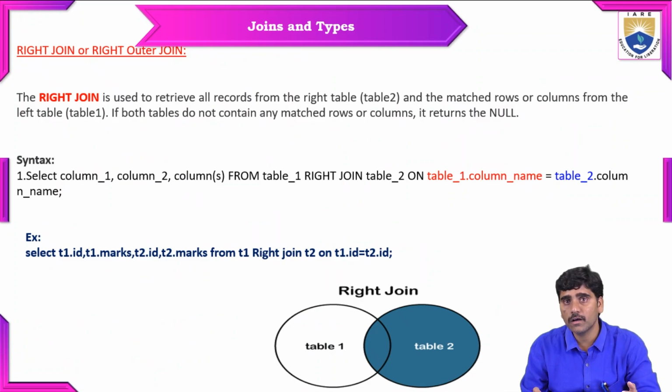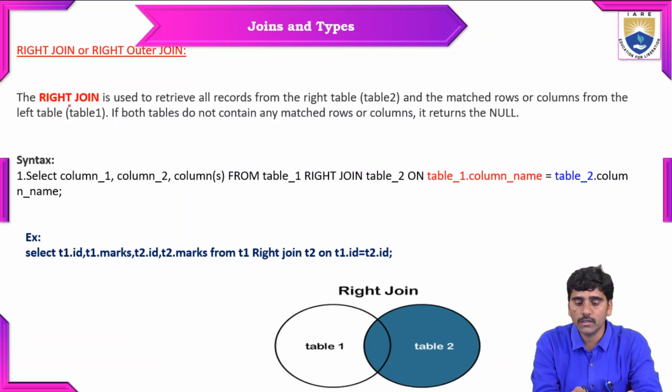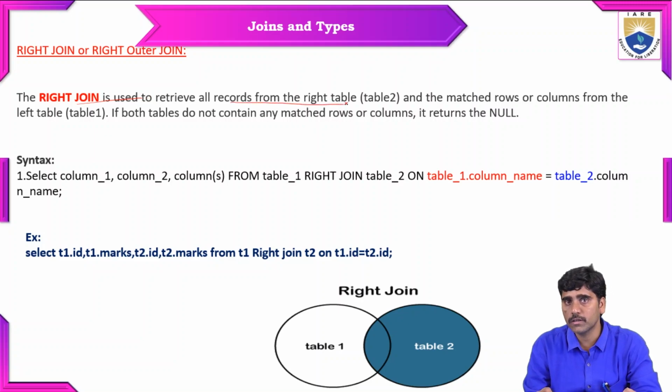Next one, right join or right outer join. Right join is used to retrieve all records from the right table, that is nothing but table 2, and matched rows or columns from the two tables. So from these two tables, the matched values, matched rows will be displayed.